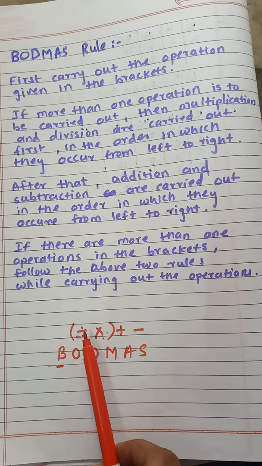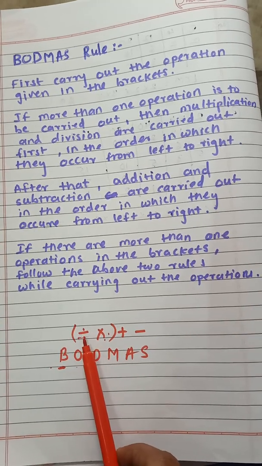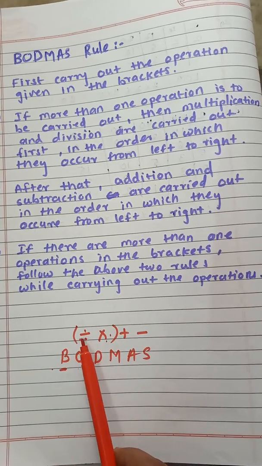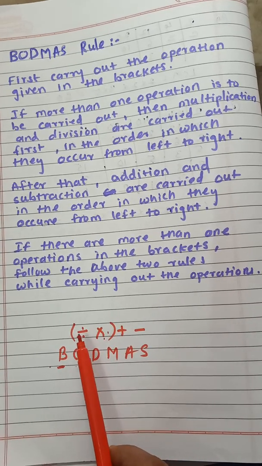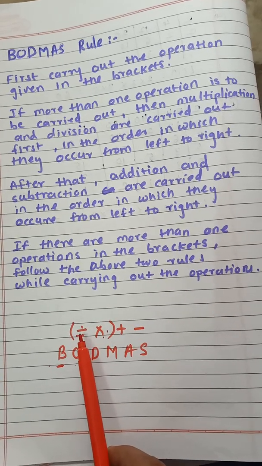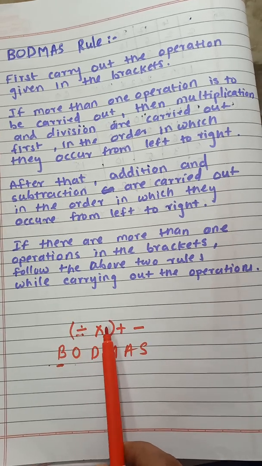Okay, so suppose division and multiplication are there, then from left to right, whatever the order, in that order we have to solve. So first divide and then multiply.